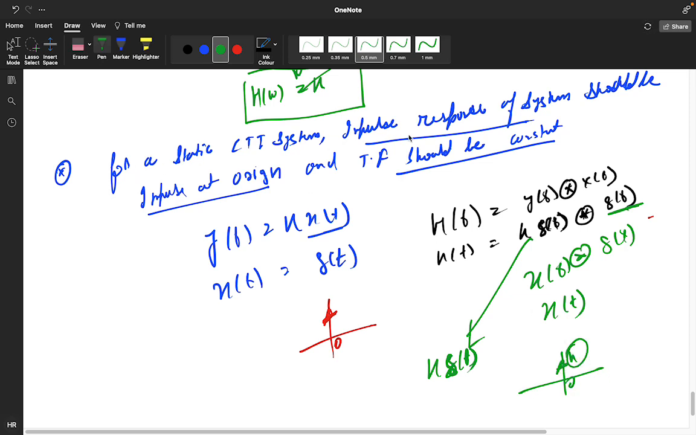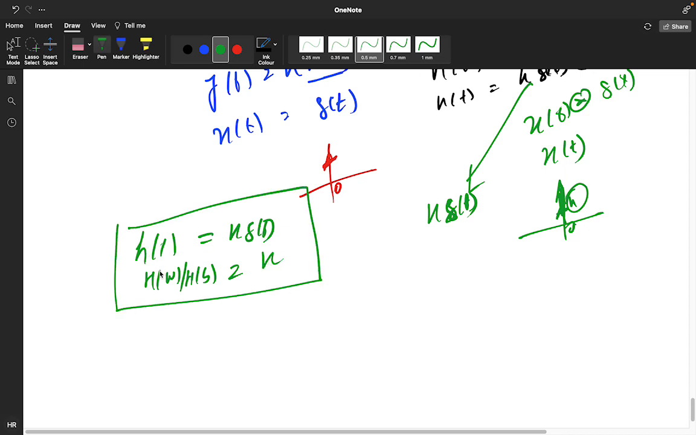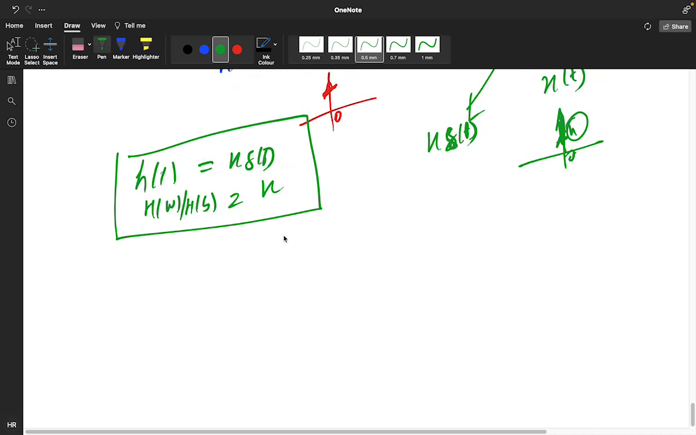So what is written? For a static LTI system, the impulse response of the system should be an impulse at origin. So one sudden impulse is coming at 0. You can write it like this: in terms of h of t you will get k delta t, and in terms of h of omega or h of s, you will get the k value. So you need to check whether it is static or not. Quickly check and tell me.